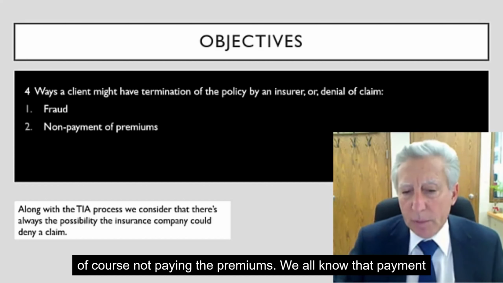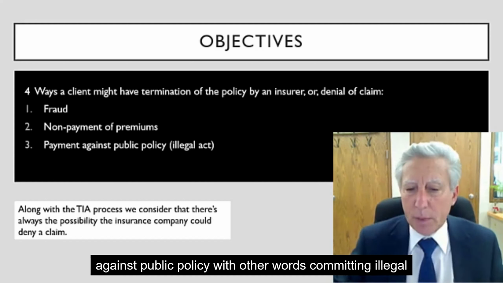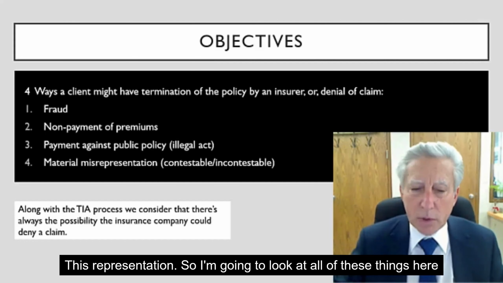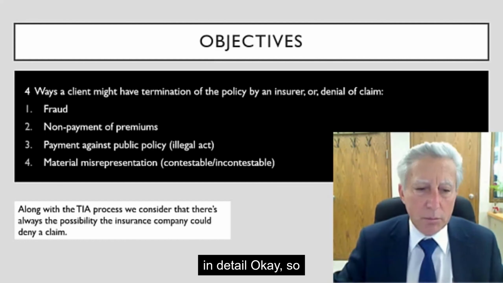Okay. First one, of course, is fraud. Then, of course, non-payment of premiums. We all know that. Payment against public policy, in other words, committing an illegal act or what they call an illicit act, and of course, material misrepresentation. So we're going to look at all of these things here in detail.